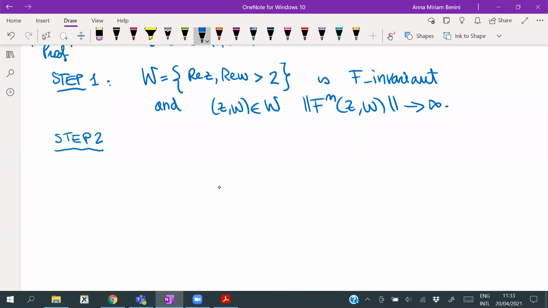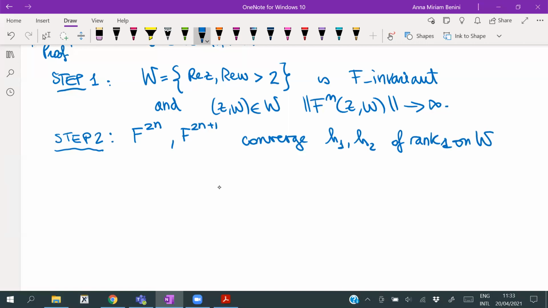And I want to tell you a little bit about what comes in the proof. And then you do a recursive computation, and you can see that the even iterates and the odd iterates converge to limit functions H1 and H2 of rank 1 on your set W. So this is your C2, and you really consider the points in which the real part of Z is bigger than something, the real part of W is bigger than something. So I visualize it as a kind of quadrant, okay? And in this set, you can show convergence.